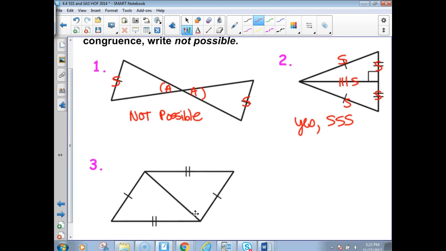Number 3, you've also got a pair of sides, another pair of sides, and you have a shared side. So we've got yes, side, side, side again.